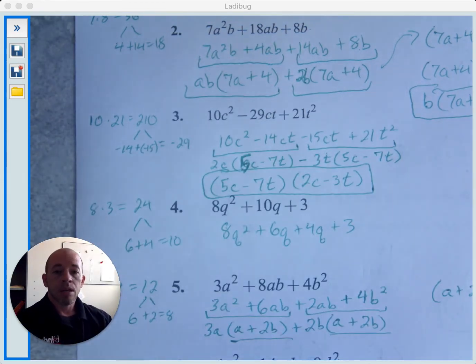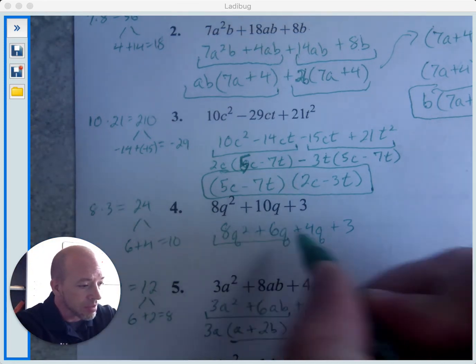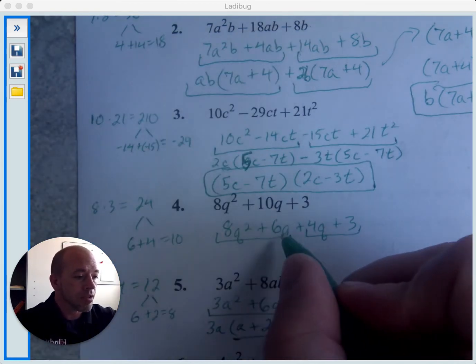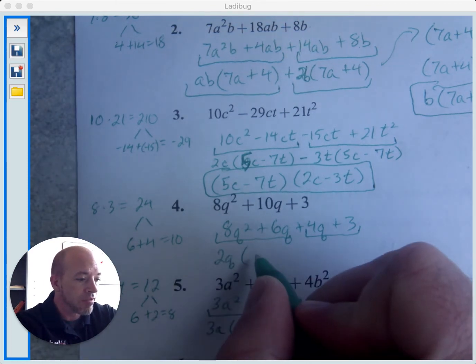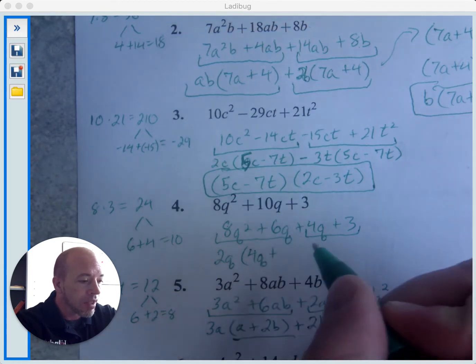All right. Then we factor by grouping. So I'm going to group these two together. I'm going to group these two together. See what we can do, right? The first two, I think the only thing I can take out is a 2, right? And a q. 2q. And we're left with 4q plus 3.